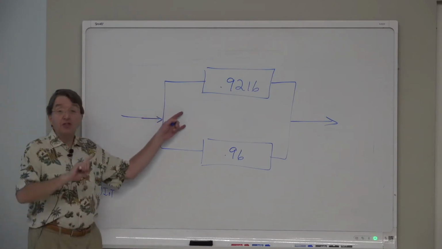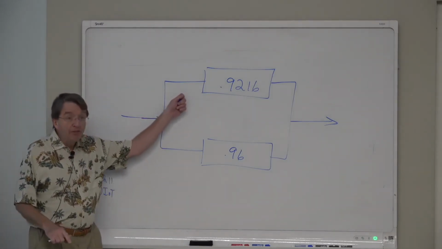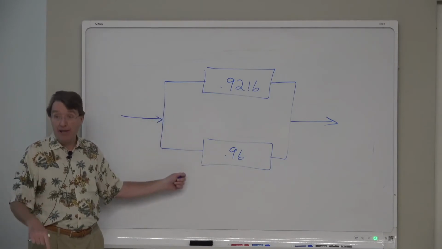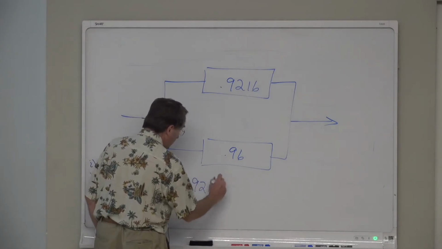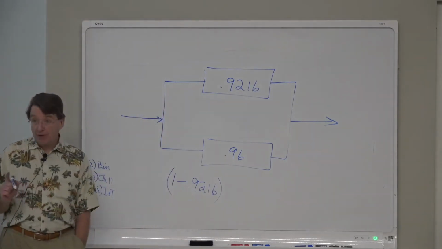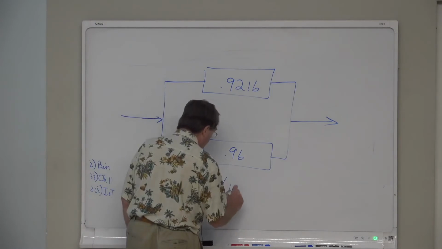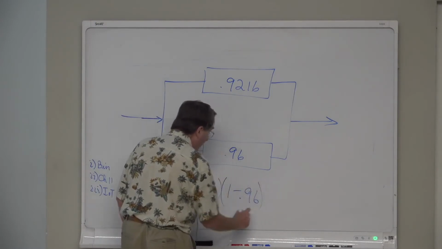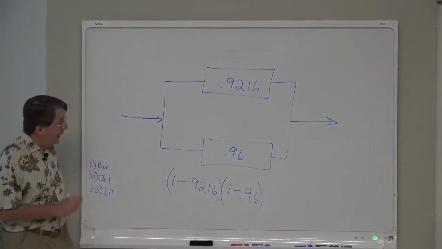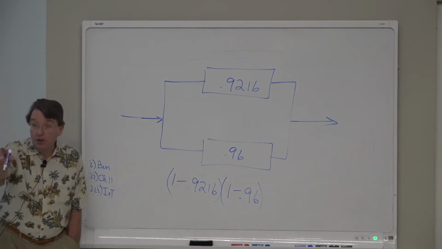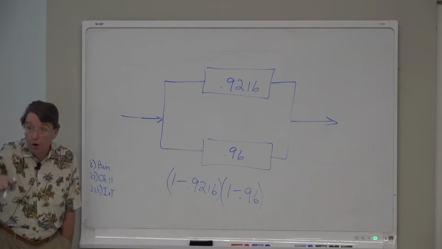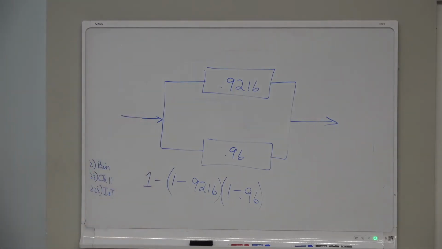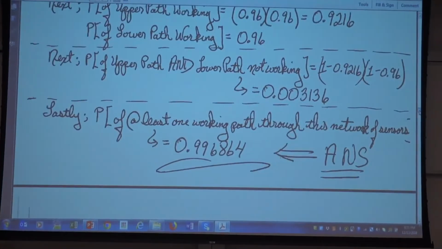The only way this doesn't work is if the top path doesn't work and the bottom path doesn't work. So this is going to become 1 minus 0.9216. That's the probability of the upper path not working, and multiply that by the probability of the lower path not working. That now gives me the probability that the system doesn't work. My colleague, how do I get the probability that the system now works? Exactly. Now let me just scroll down on the screen, and we should have that.